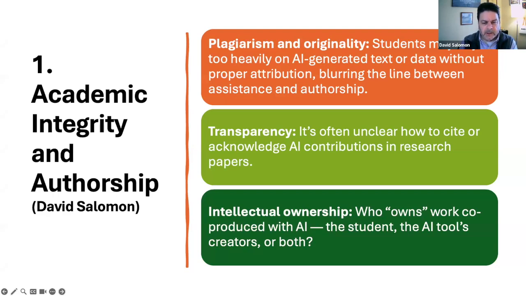The first one is academic integrity and authorship, right? So obviously there's a question about plagiarism and originality. As you no doubt have read, there is not a plagiarism checker that can check AI that is actually effective. If you plug something into one and plug it into another checker, you're going to get two different results.